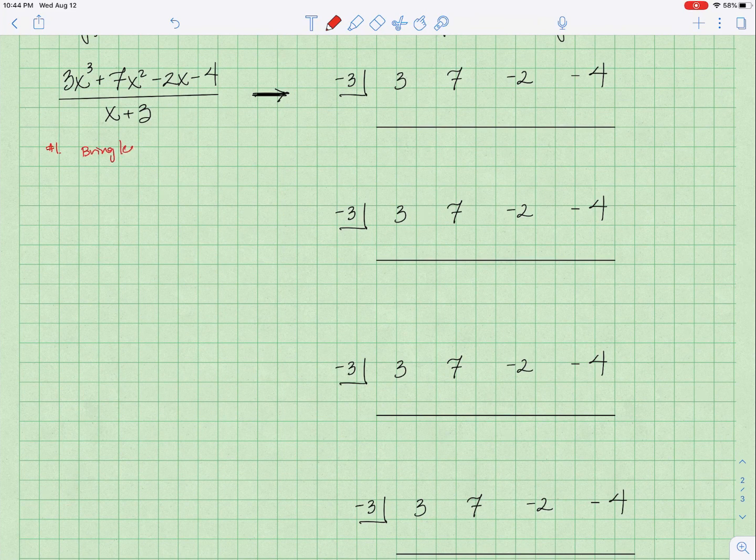Bring the lead coefficient down below the bar, like this. And I'll put a little arrow here, and we'll put a 3 there. So that's our first step.